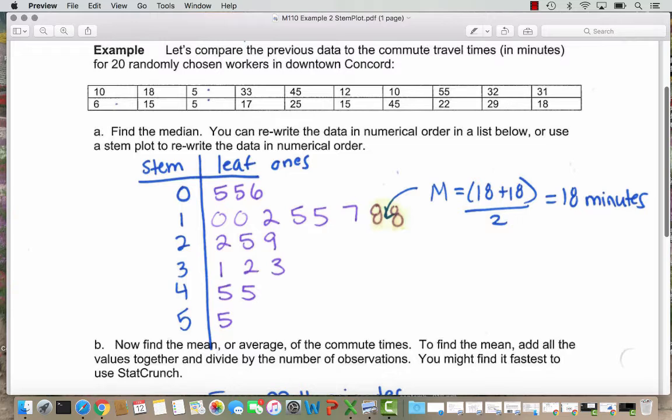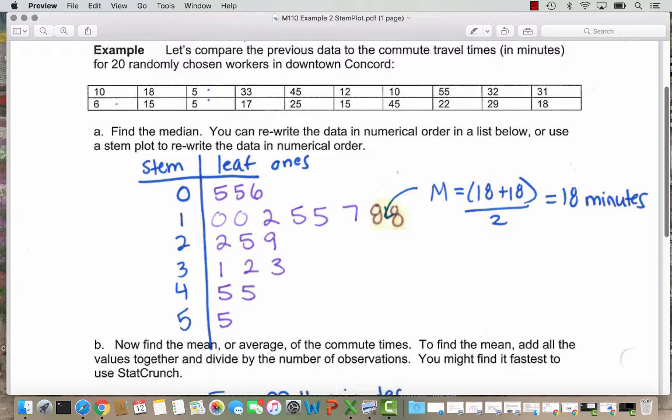Then the commute times that range from 10 to 18 go in the second row with the tens, and so on all the way up to 55 minutes, our max. So we want to find the median. We are going to find the middle of this data set. The middle is between the 10th and the 11th data points, because we've got 20 commute times. 20 divided by 2 is 10. With an even data set, the median is going to be dead in the middle, so it'll be between the 10th and the 11th commute time.